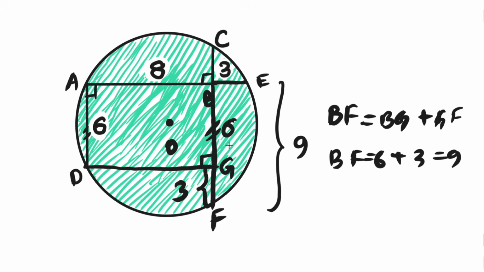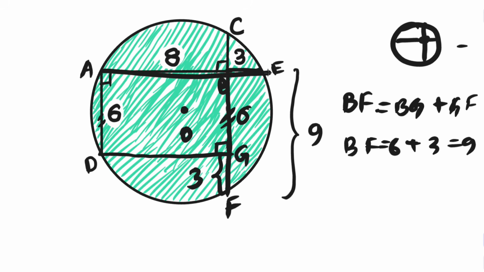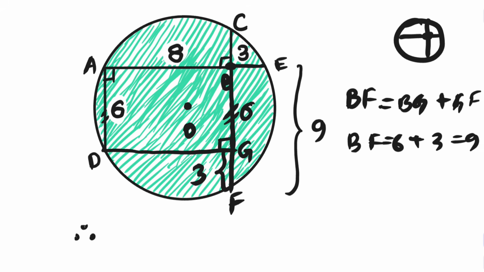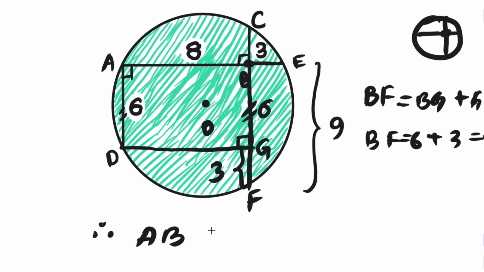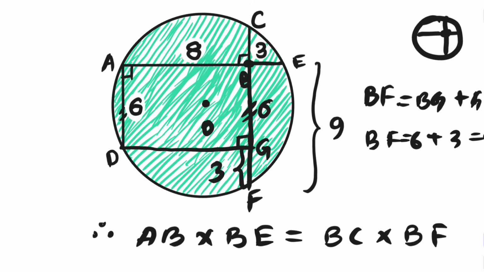Next, we're going to use a very powerful theorem known as the intersecting chords theorem. This theorem tells us that when two chords intersect inside a circle, the product of the two segments of one chord equals the product of the two segments of the other chord. In our diagram, the horizontal chord AE and the vertical chord CF intersect at point B. Therefore, AB multiplied by BE equals BC multiplied by BF.